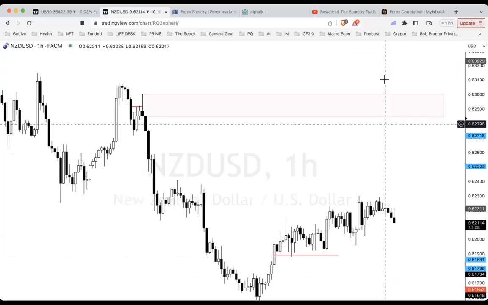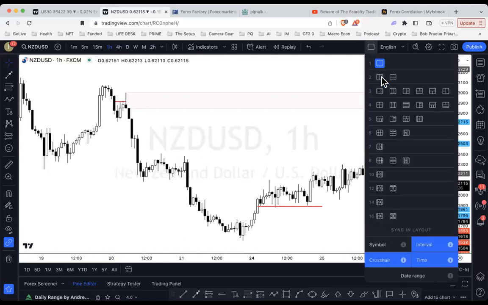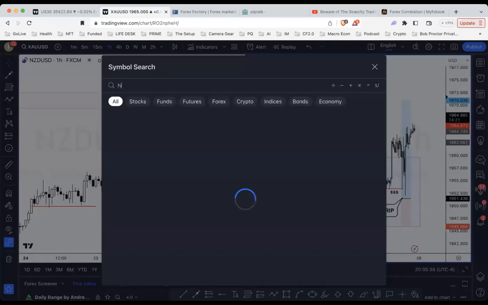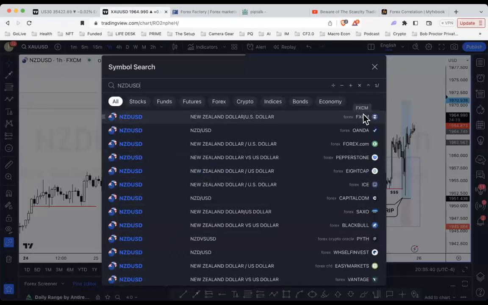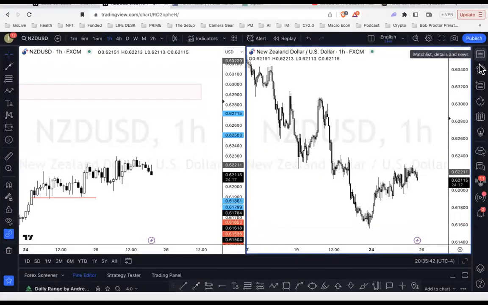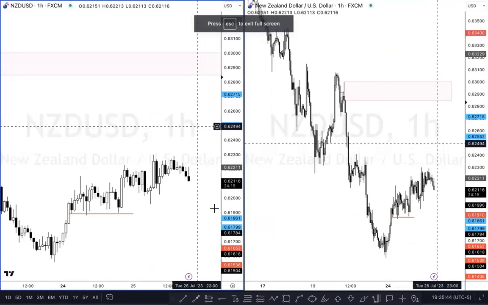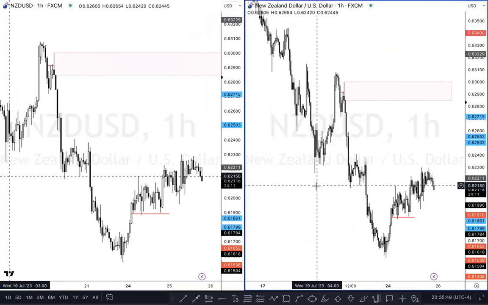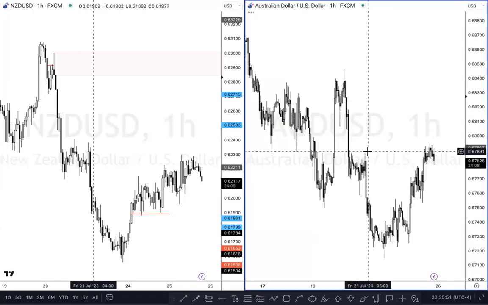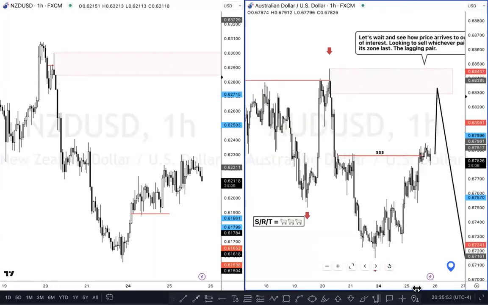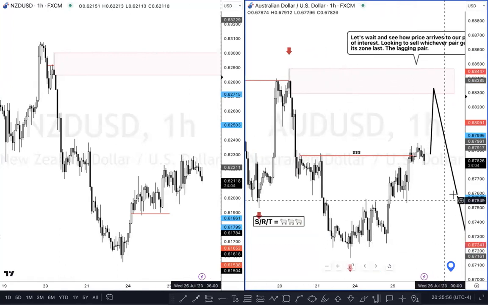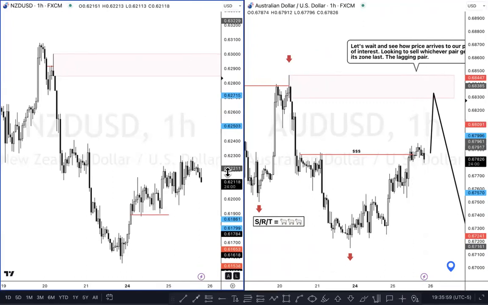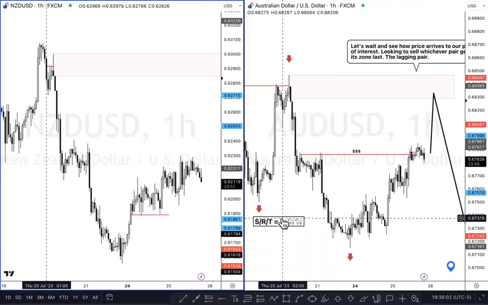Imagine, and here's where I like to split the charts. So I'll split them like this. Okay, so we've got NZD/USD on the left and AUD/USD on the right. We've got them side by side, right? They look pretty similar, would you guys say? They're relatively similar.